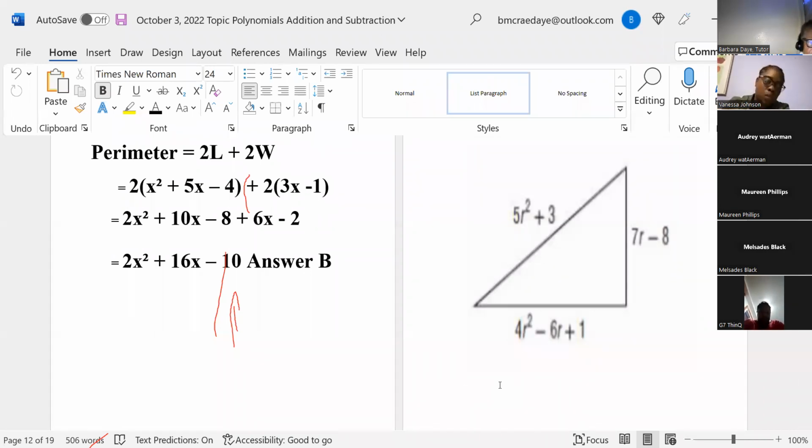So you're just gonna add up those three sides. This is an addition problem for polynomials. So you'd have 5r to the second plus 3, plus 7r minus 8, plus 4r to the second minus 6r plus 1. You've got r to the seconds that are in common, r's in common, and constants in common. So add up your r squares, add up your r's, add up your constants. Tell me what answer you get.